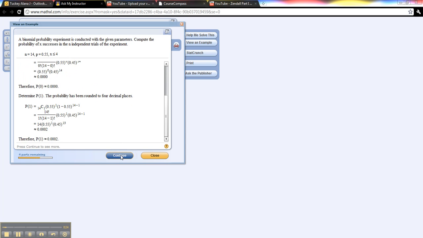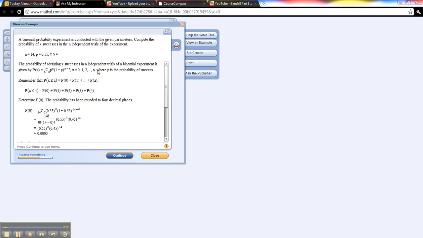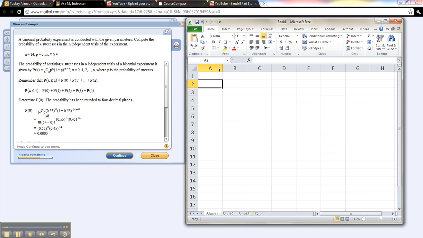I'm going to do an example from the view and example. And I'm not going to do any of what they're doing here. They're showing all this by hand stuff. We're not going to do that. Okay, so we're just going to work it with Excel because it's way better.